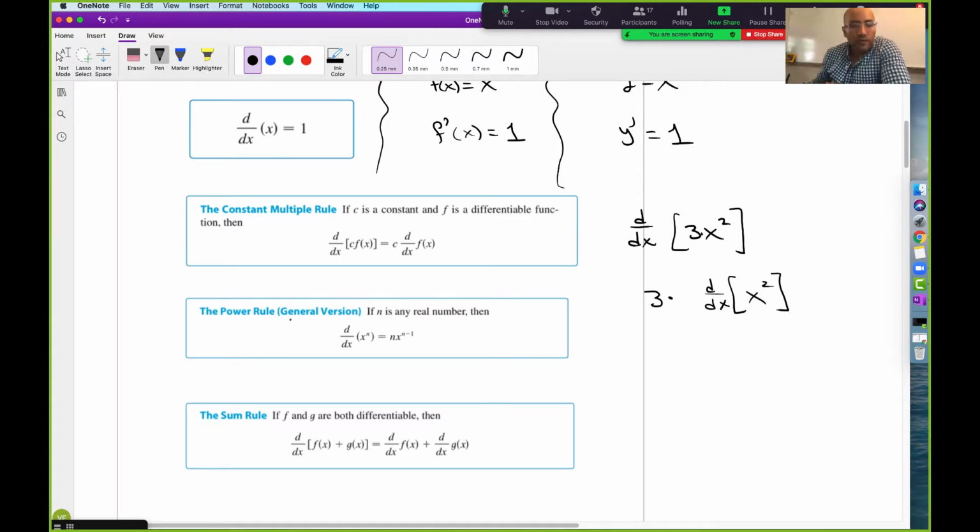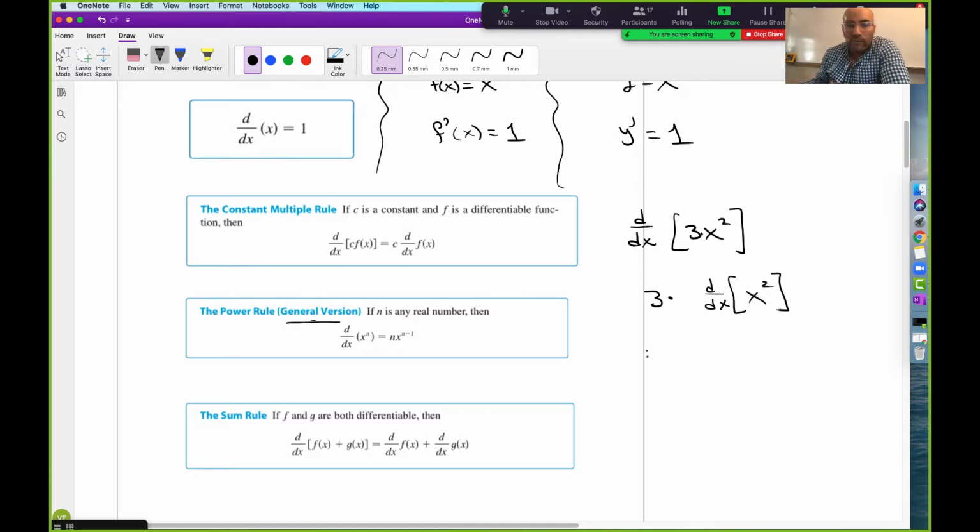But eventually you run into the general version of it, which lets n be any real number. So this is saying the derivative of any function that fits this form, x to the power of n, where n is any real number, is equal to this. This is probably the most famous pattern in calculus.